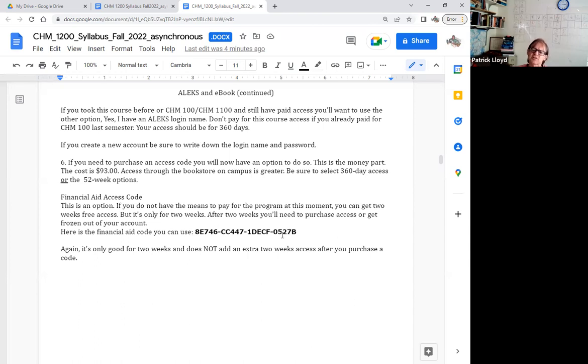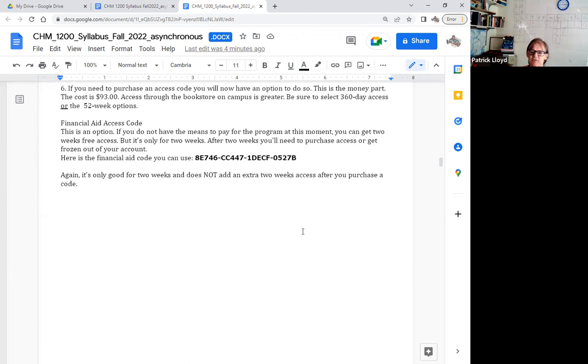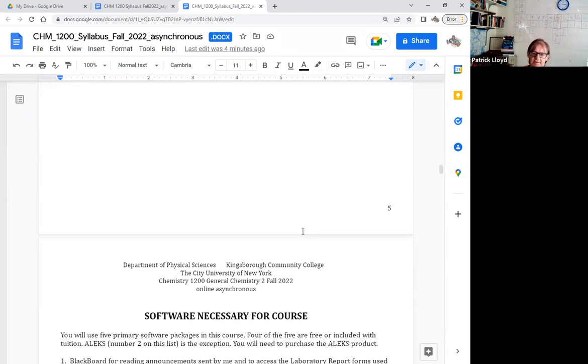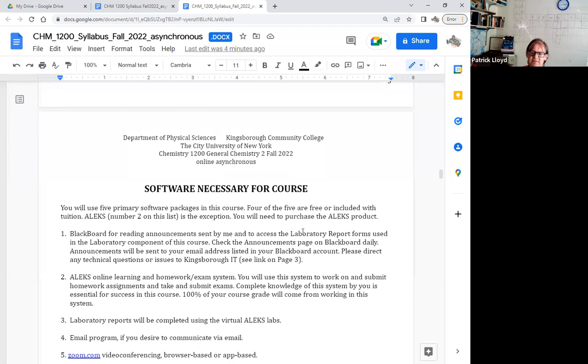Really what it does is it just lets you use the first 2 weeks of your 52 weeks. So now you only have 50 weeks. So it's not giving you an extra 2 weeks. It's just giving you the first 2 for free. It's just giving you time to pay.